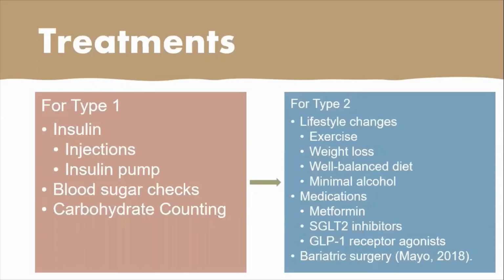There are treatments used for diabetes. For type 1, insulin is used, either through injections or the use of an insulin pump. Blood sugar checks are done daily, as well as carbohydrate counting. For type 2 diabetes or prediabetes, lifestyle changes need to be made, such as exercise, weight loss, eating a well-balanced diet, and drinking minimal alcohol. Medications can also be taken, such as metformin, SGLT2 inhibitors, and GLP-1 receptor agonists. Bariatric surgery can also be helpful in achieving weight loss.